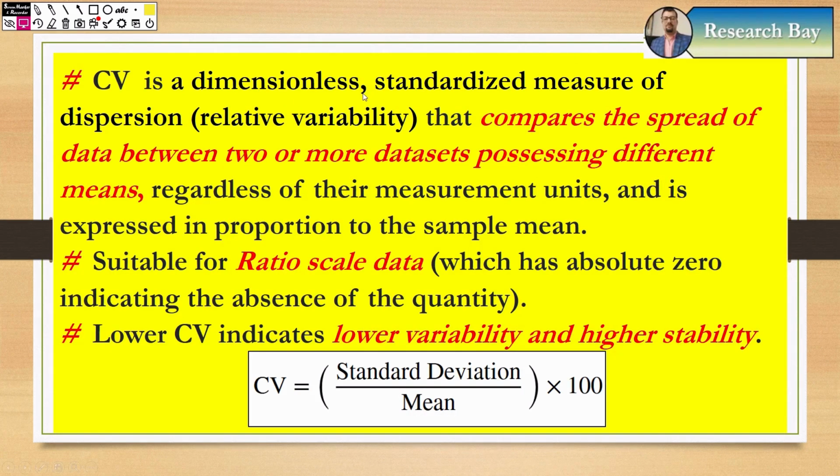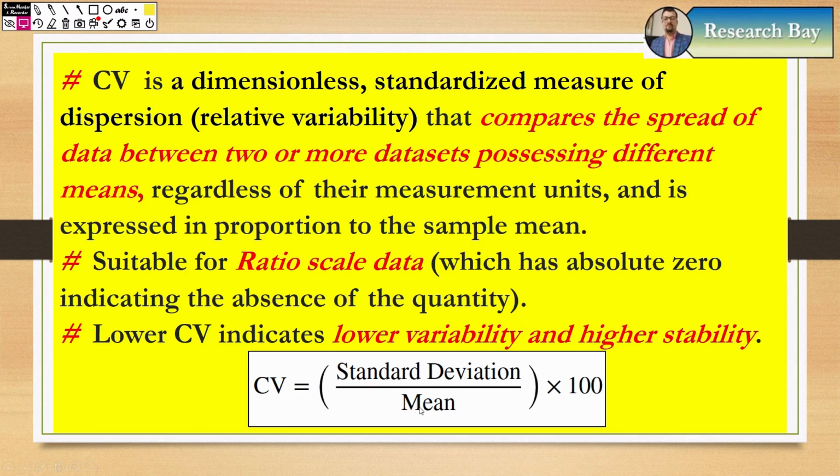CV is a dimensionless standardized measure of dispersion, also known as relative variability. Standard deviation is known as absolute variability. This is relative variability because it compares the spread of data between two or more data sets which possess different means. So the assumption over here is they should have different means regardless of their measurement units and is expressed in proportion to the sample mean. So the value of CV is expressed in proportion to the sample mean.